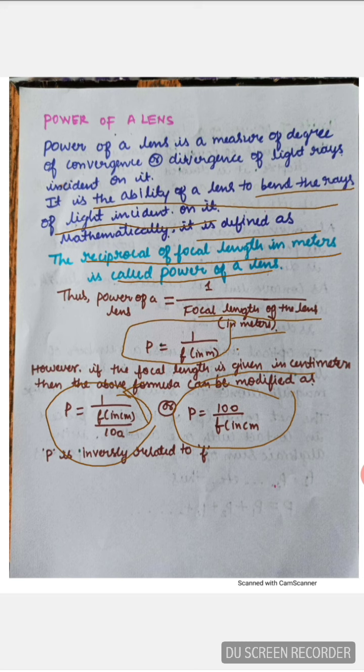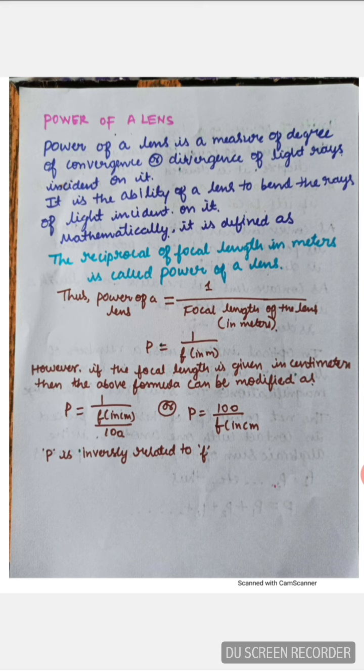If focal length increases, power of the lens decreases. If focal length decreases, power of lens increases. So I am saying P is equal to 100 divided by F in centimeters. So what does it mean?